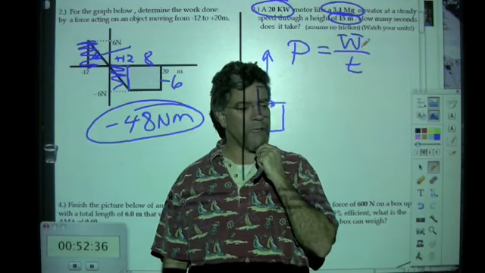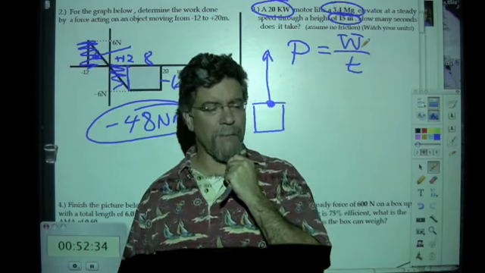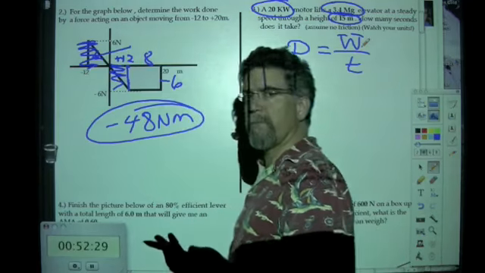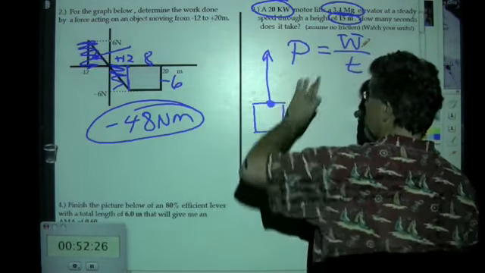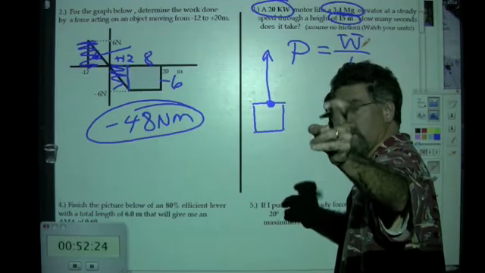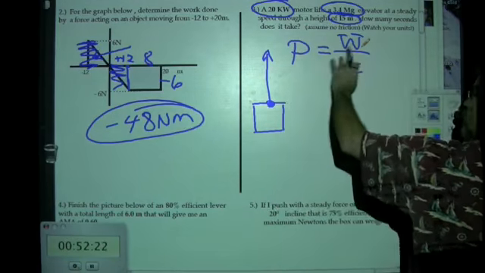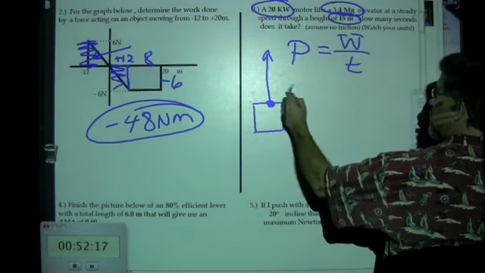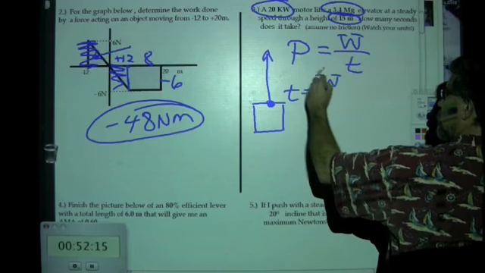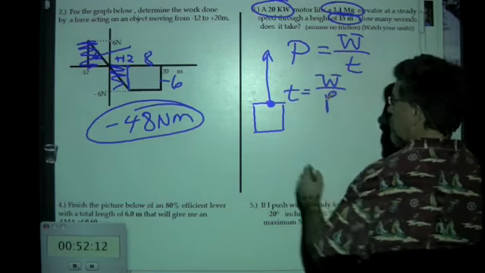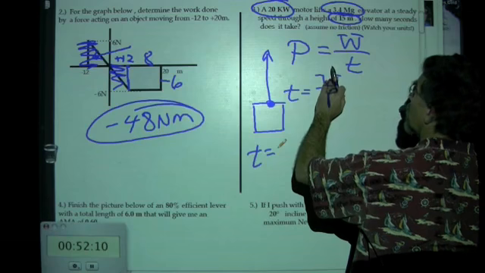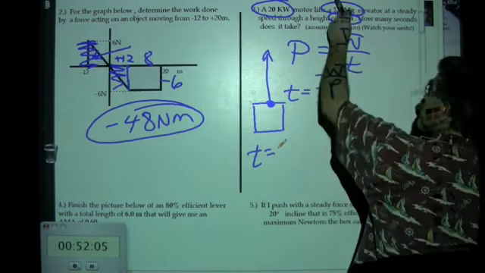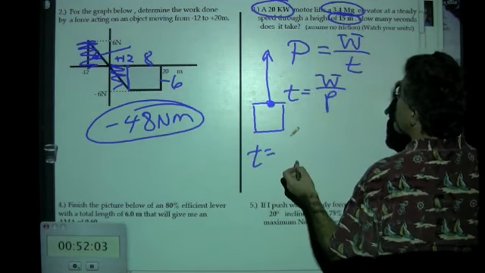Now if I have time, I might switch this question to a waterfall question like Niagara Falls. And if I do that, let me knock this out real quick, then I'll give you the possible surprise. This is 20 kilowatts, and I'm trying to find how many seconds, so I'm trying to solve for t. So t equals work over power. So t equals work. Well, work is force times distance, right?